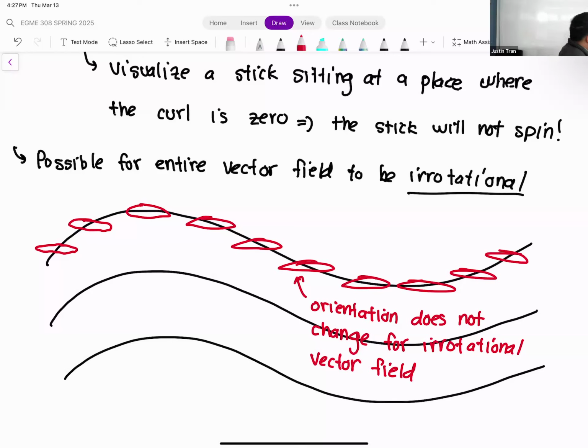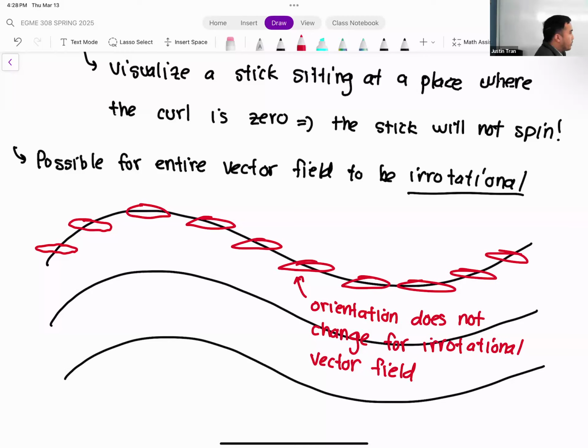Irrotational vector fields are really interesting, because even for flow fields with some curvature to them, it is possible for some of those to have no curl at all. Your entire body might be rotating around a certain point, but the orientation of your body may not change at all.